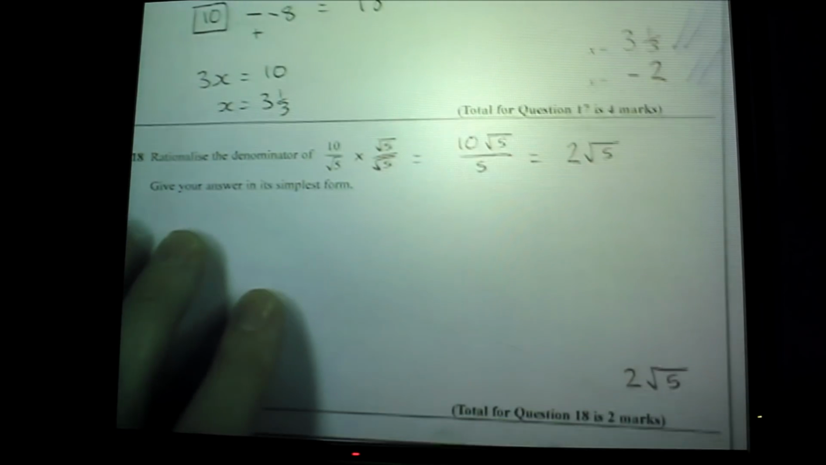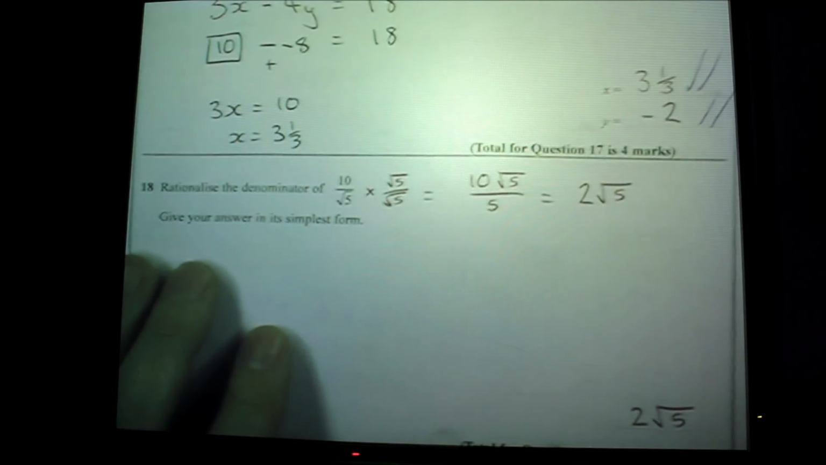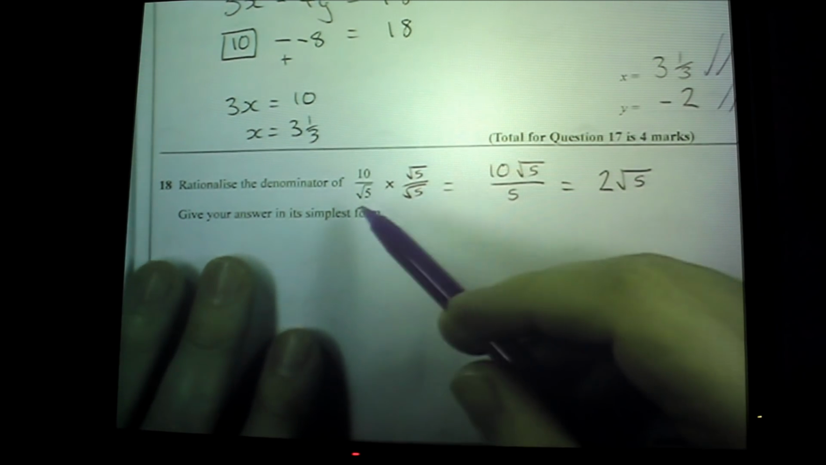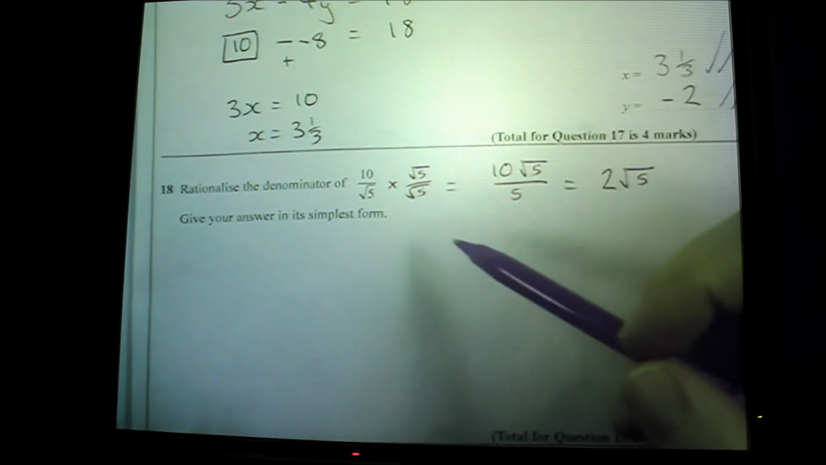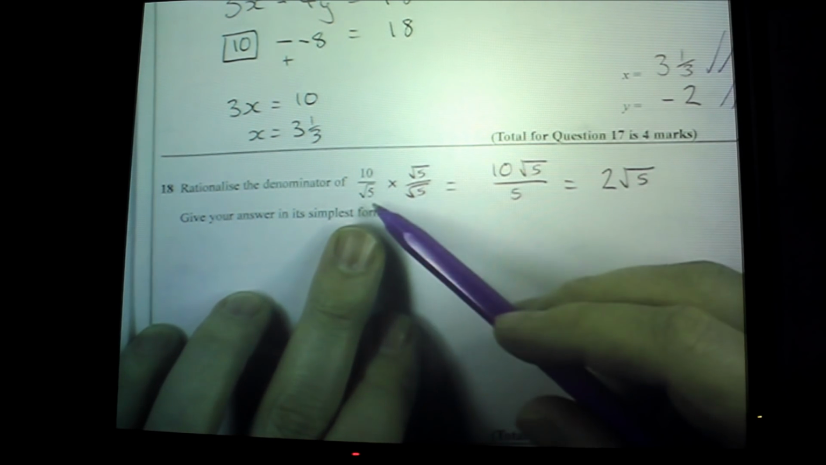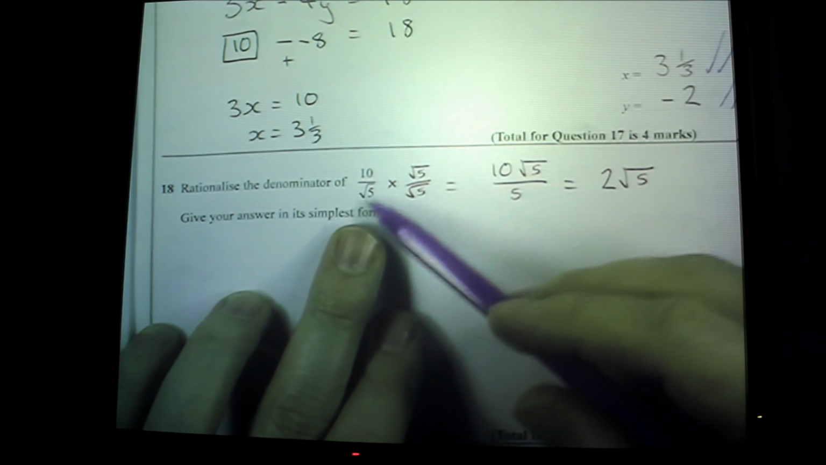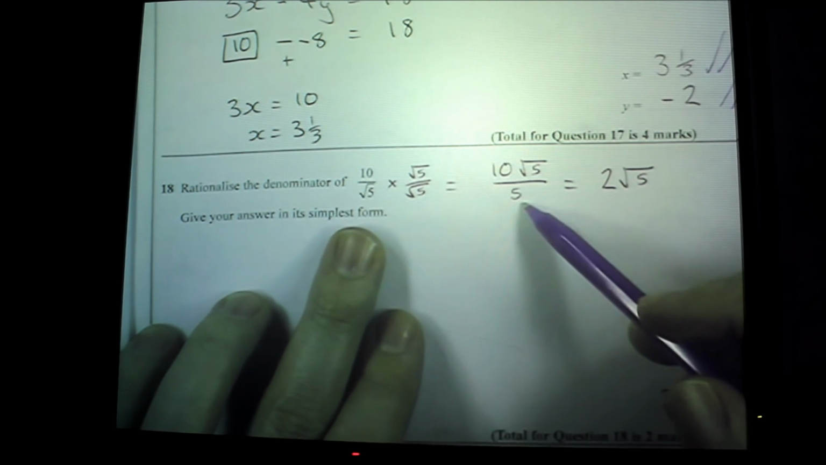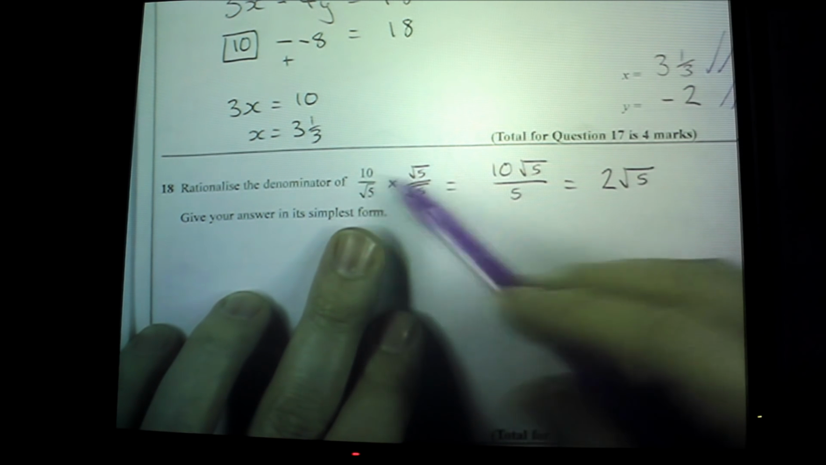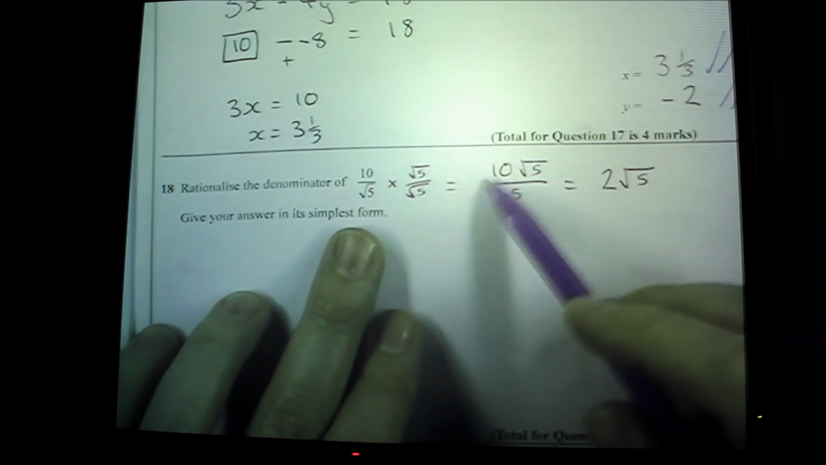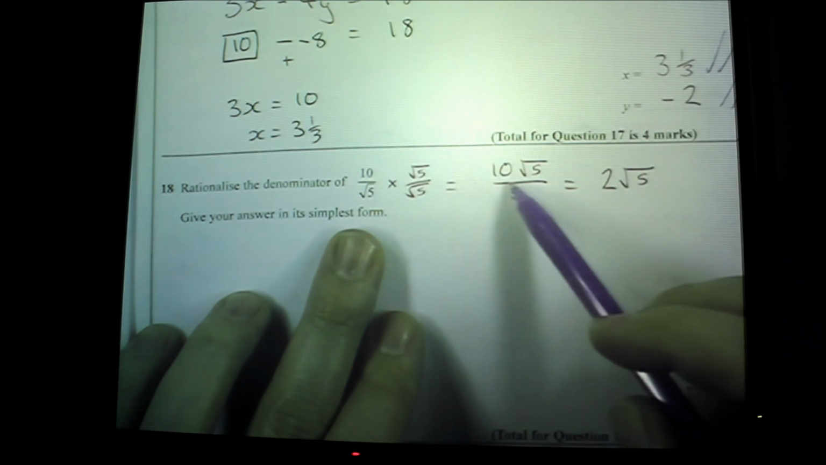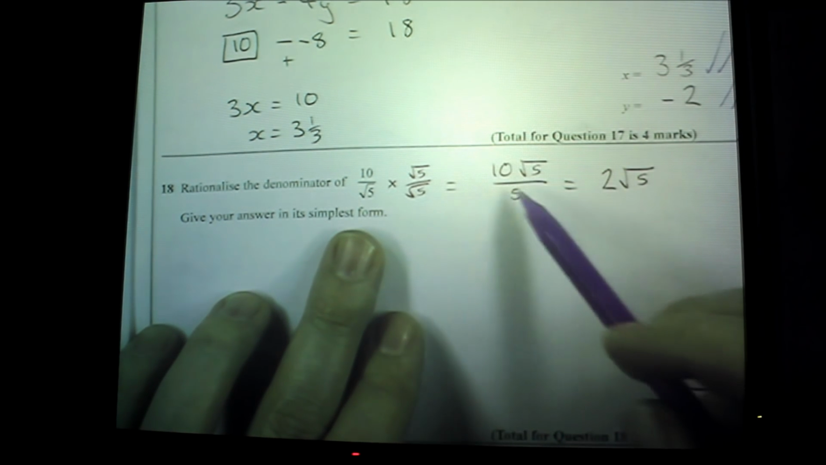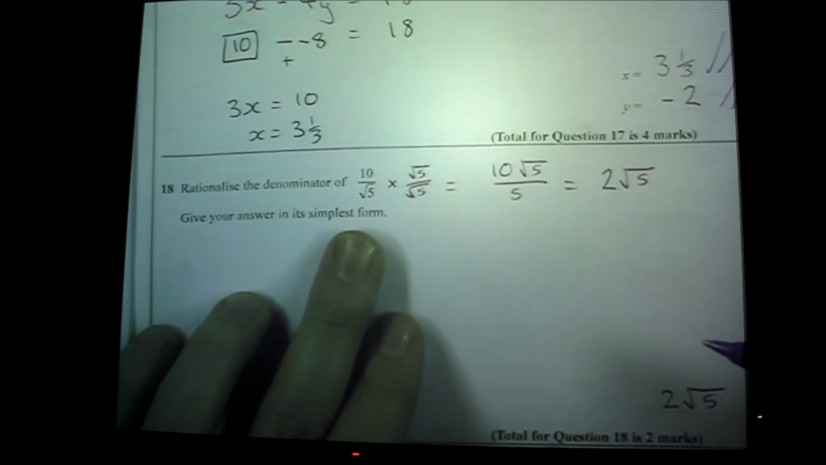Next one, rationalize the denominator and give your answer in its simplest form. So rationalize means make it into a whole number, not a square root. So you convert this to the number 5 by timesing it by root 5 again, because root 5 times root 5 is 5. But whatever you do to the bottom, you've got to do to the top. So 10 times root 5 is 10 root 5. And I've noticed here, look, 10 divided by 5 is actually 2, isn't it? So the answer is 2 root 5 in its simplest form.